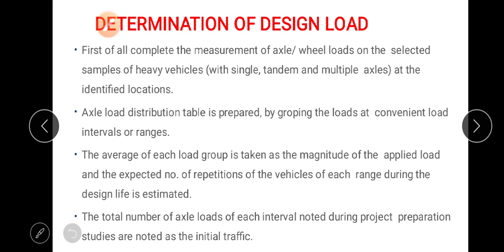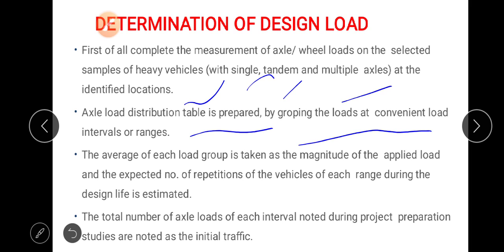How to determine the design load? First of all, complete the measurement of axle or wheel loads on the selected samples of heavy vehicles with single, tandem, and multiple axles at the identified locations. An axle load distribution table is prepared by grouping the loads at convenient load intervals or ranges. The average of each load group is taken as the magnitude of the applied load, and the expected number of repetitions of the vehicles of each range during the design life is estimated.